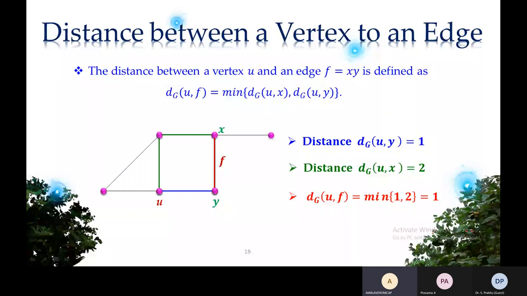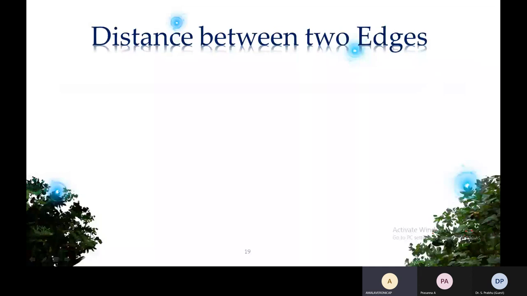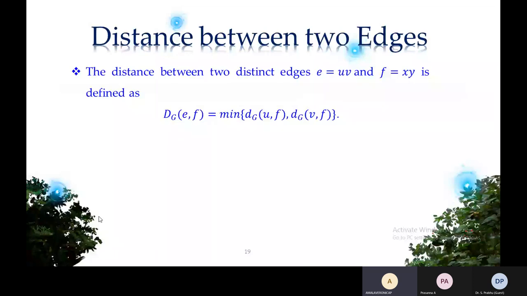Distance between two edges. Here, I just take two edges, E equal to UV and F equal to XY. The distance between E and F, the two edges, denoted by capital D, is defined as the minimum of the distance between U to F and V to F.